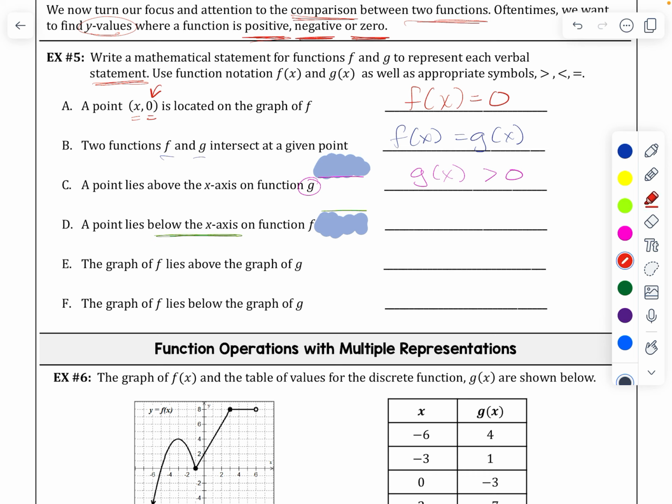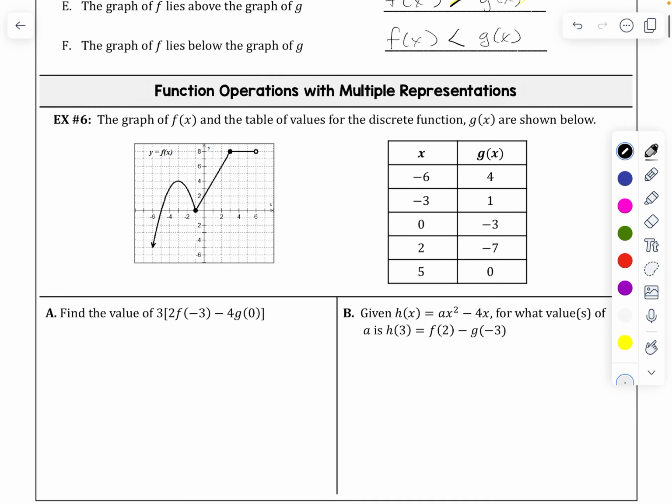So we can say, because it's function f, f of x would be less than 0. Part E, the graph of f lies above the graph of g. So if f of x is above g of x, it's greater than. Okay? And the graph of f lies below the graph of g. So if f of x is below g of x, we say less than.